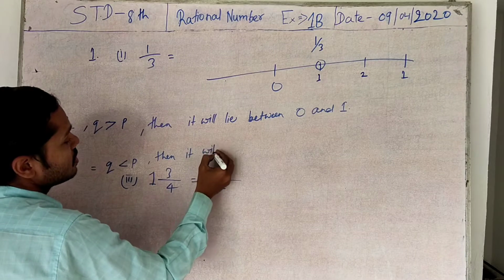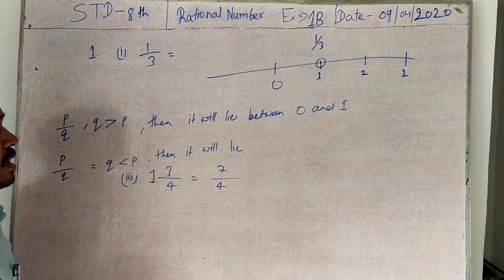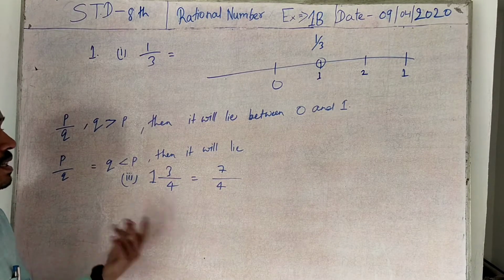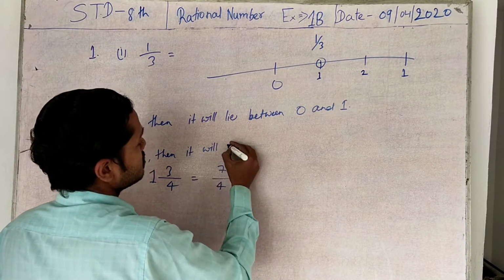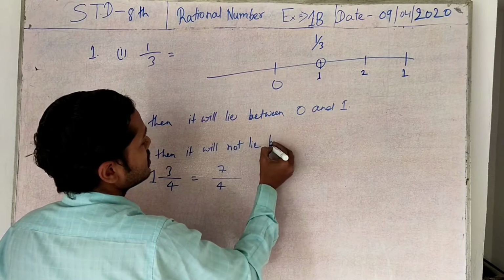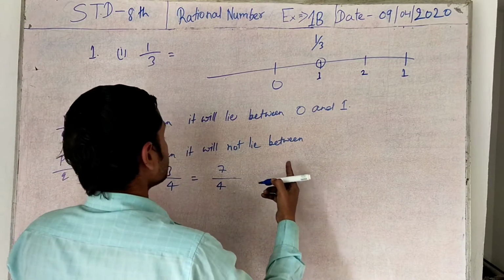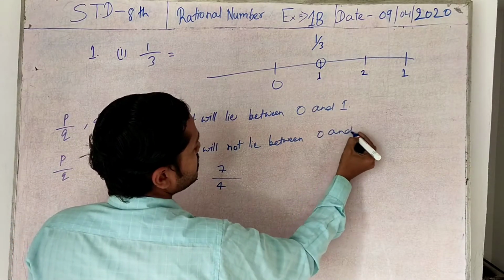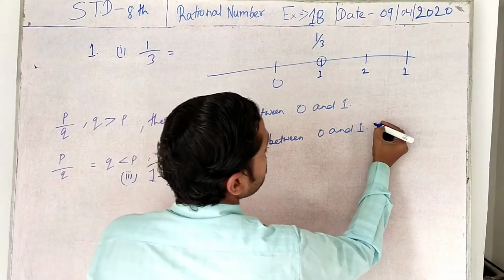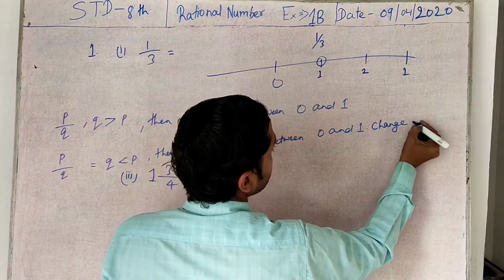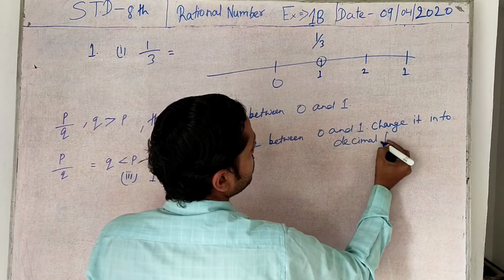it will lie... listen, it will lie more than... it will not lie between 0 and 1. You will have to divide it. You will have to change it into decimal form.